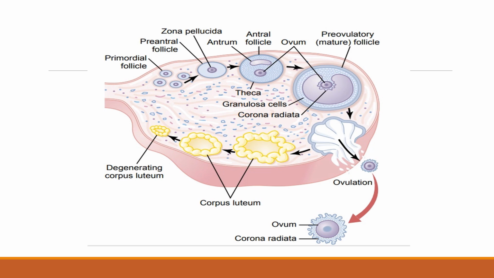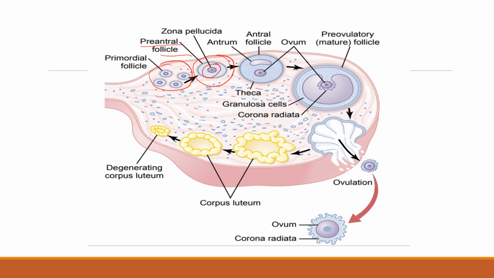In the previous slides we have studied the three phases: pre-antral phase, antral phase, and pre-ovulatory phase. So let us see what was happening. These are the primordial follicles, or primary follicles. After that, in the pre-antral phase, the pre-antral follicles are formed, and inside that the zona pellucida is formed, and this antrum, or fluid-filled space, is formed.